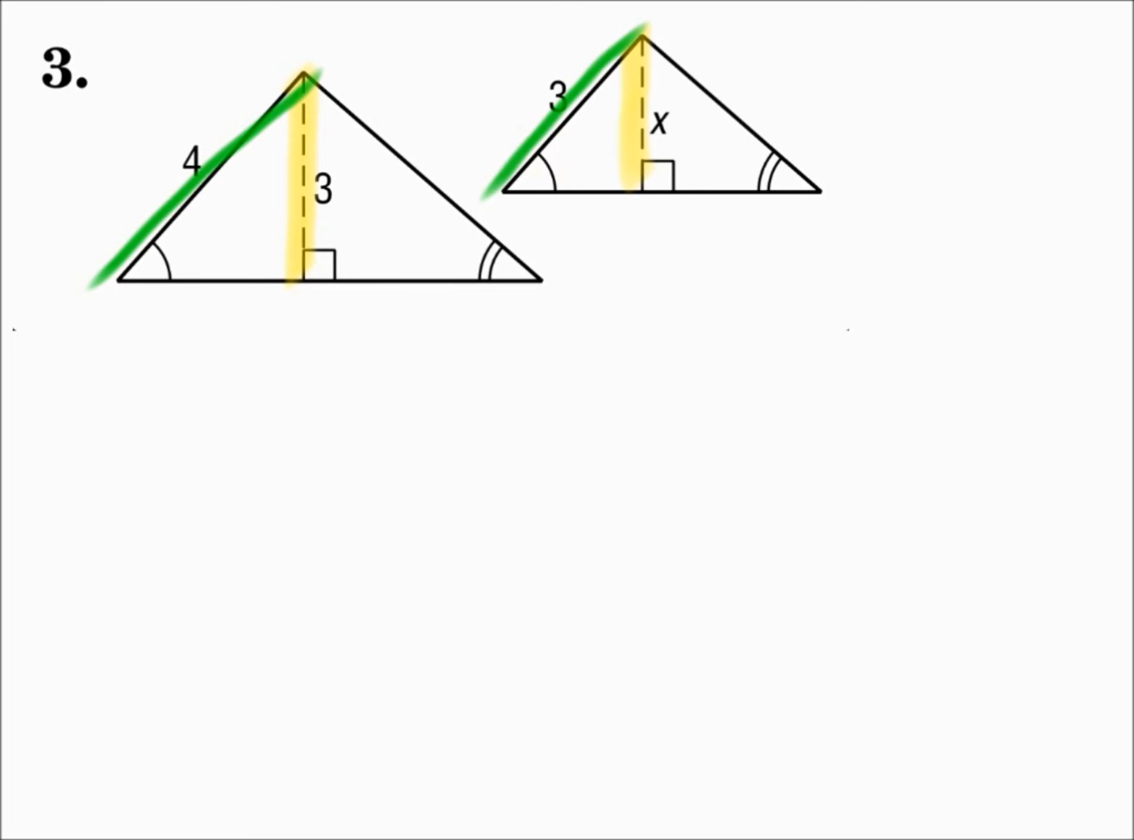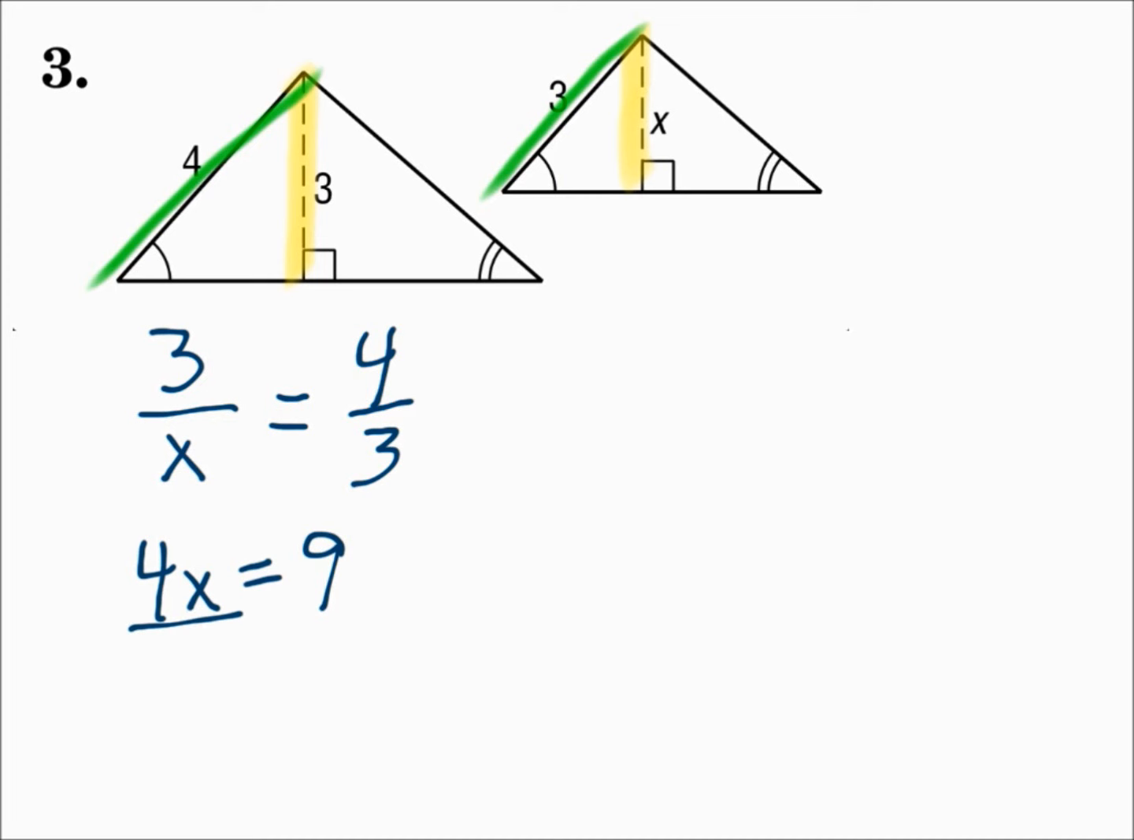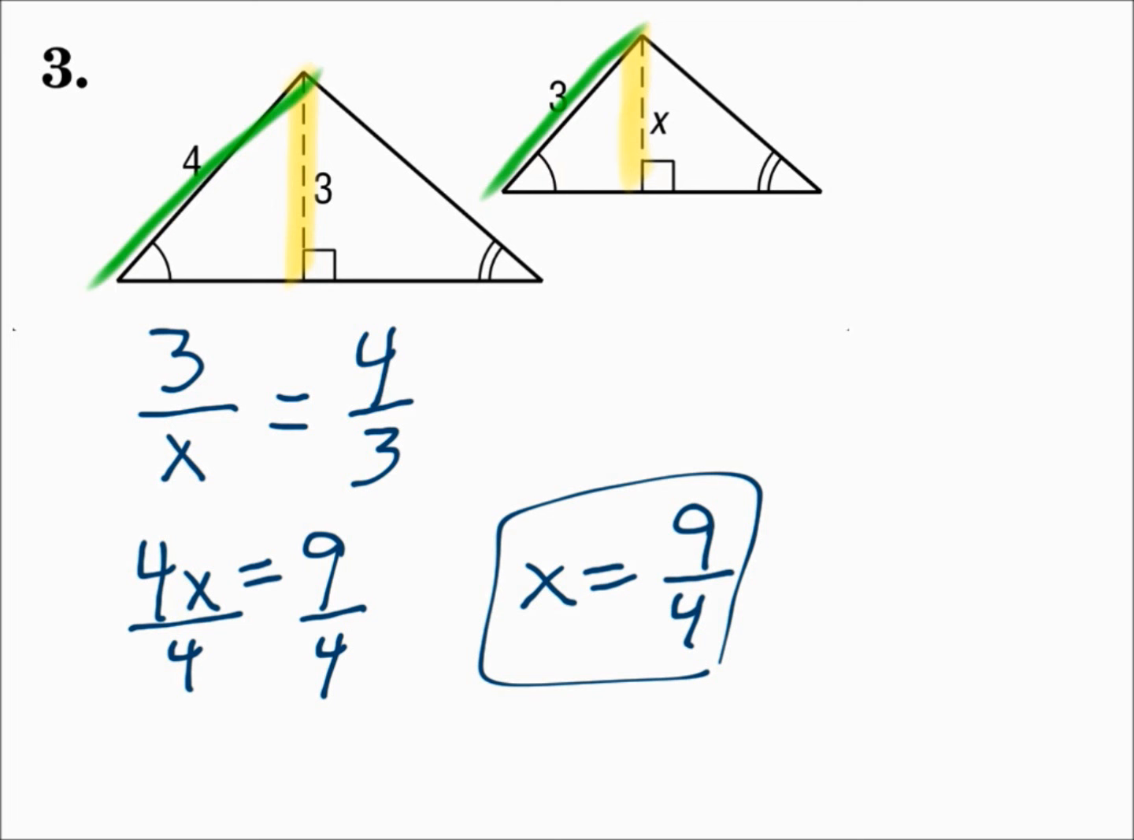So set up your proportion. For the altitudes, 3 over x. For the sides, 4 over 3. We organized it: left triangle over right triangle equals left triangle over right triangle. Now cross multiply and solve. You get 9/4. The altitudes are proportional to the sides in similar triangles.